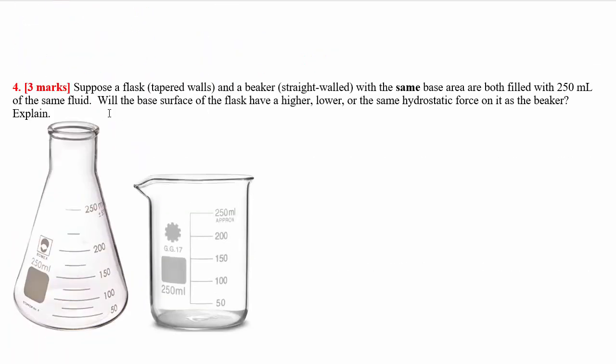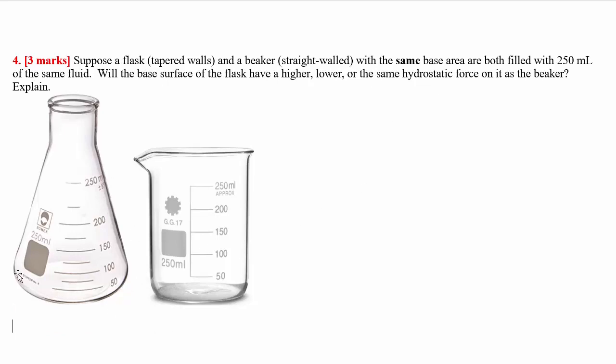Okay, final question. Suppose a flask, tapered walls, and a beaker, straight-walled, with the same base area are both filled with 250 milliliters of the same fluid. Will the base surface of the flask have a higher, lower, or the same hydrostatic force on it as the beaker? Okay, so because the flask has walls that are tapered in, if the base is the same size, then the flask must have the surface level to get to 250 milliliters at a larger height.